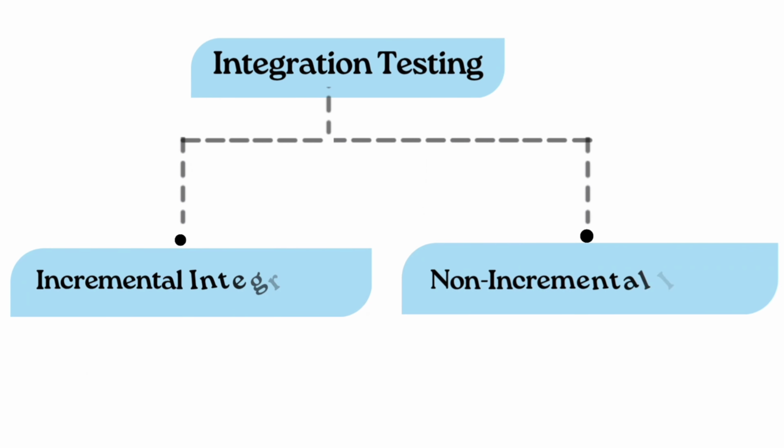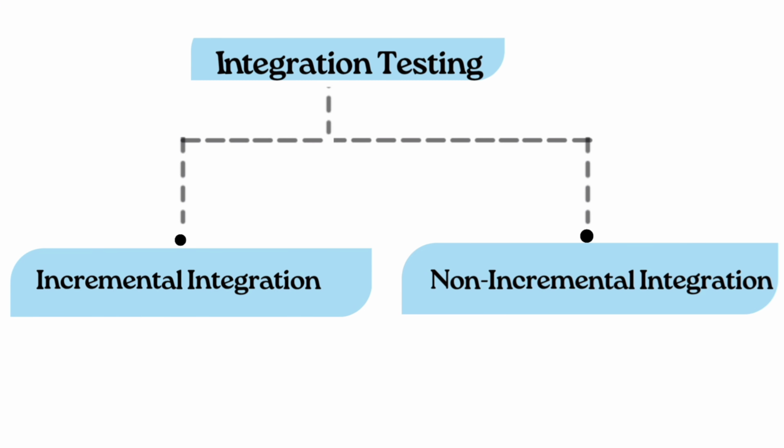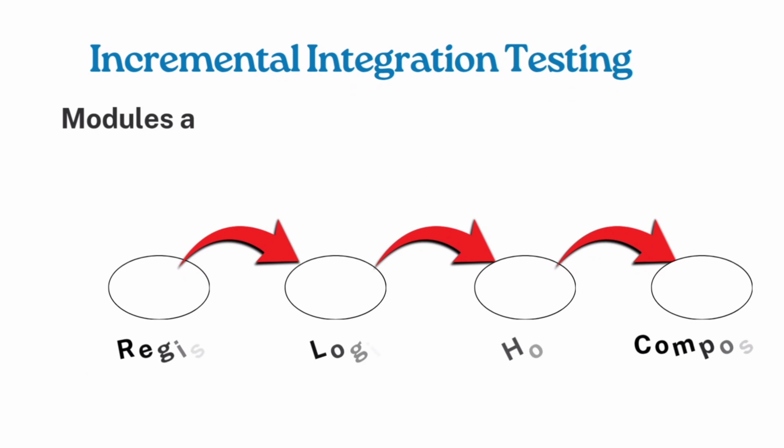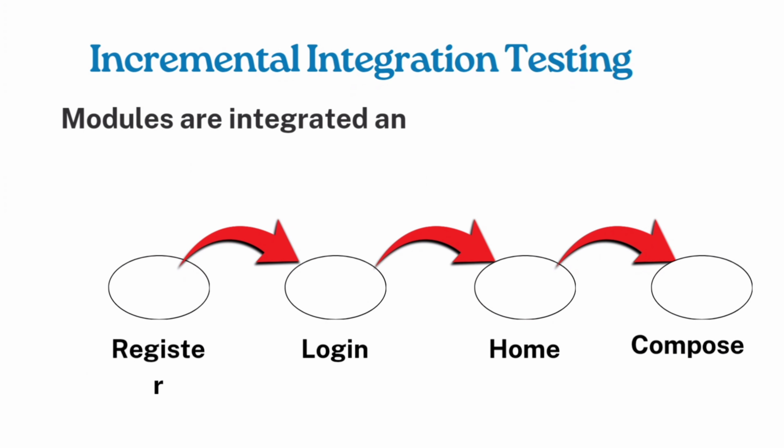There are two main types of integration testing: incremental and non-incremental. In incremental integration testing, modules are added gradually and tested as they are integrated. This makes it easier to find defects. For example, first we test the register module, then integrate and test login, next connect it with home, and finally integrate Compose, verifying each connection before moving to the next.